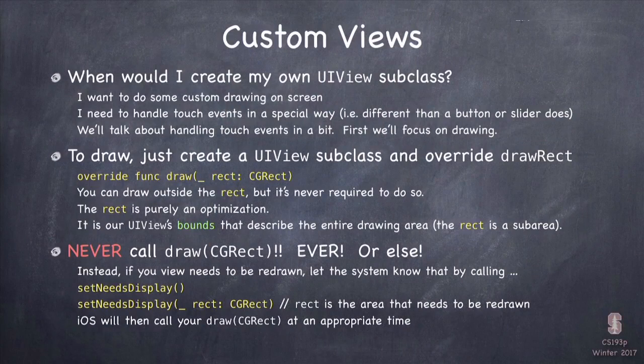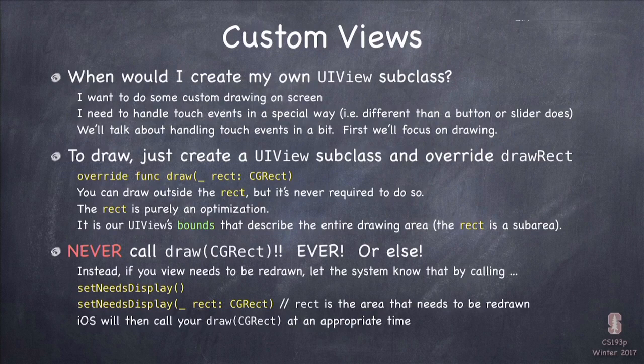Never call this method. Ever. Okay? If you ever call this method, it's wrong. Okay? The system calls this method. The system's the only one who calls this method. So what happens if you need to draw? Something changed and you want to redraw. You call one of these two methods, setNeedsDisplay or setNeedsDisplay with the argument of a rect. And that's telling the system, hey, system, my view needs to be redrawn. Please ask me to redraw it. And at some appropriate time in the future, it will ask you to redraw it, okay?